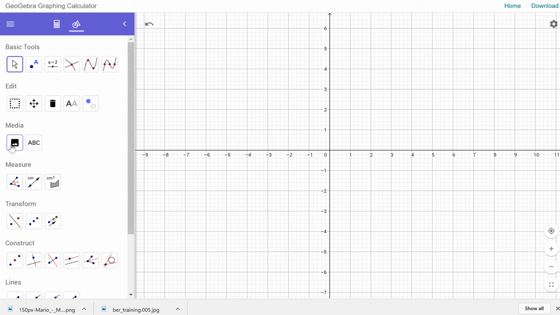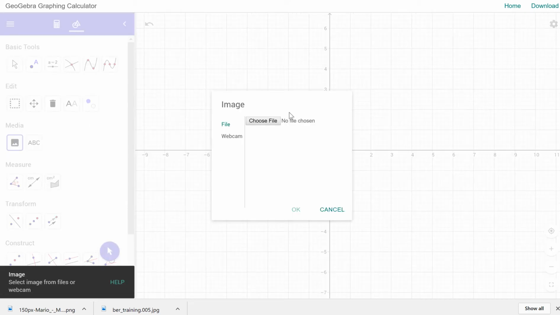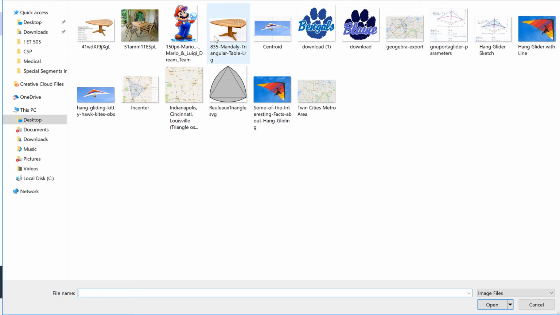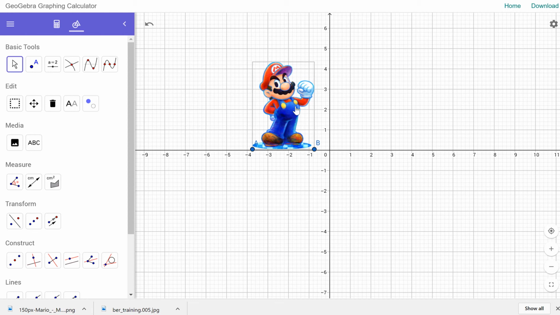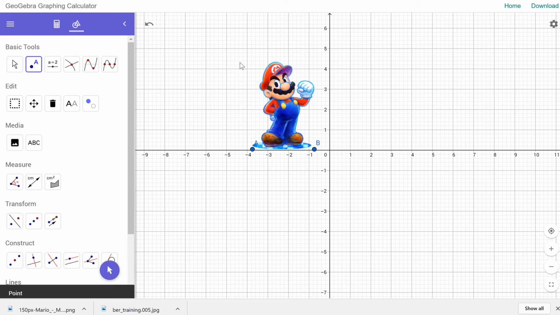So, to demonstrate what altitude really is of a generic object, I'm going to open up a little picture of Mario and throw him here on our presentation. Now, when we talk about how tall this picture of Mario is, we're saying how tall he is in relationship to the x-axis. So we would take a look at the highest point on Mario, which would be approximately at point C.